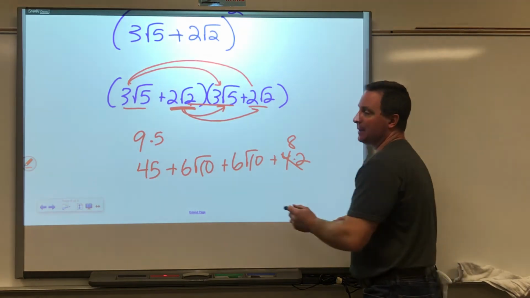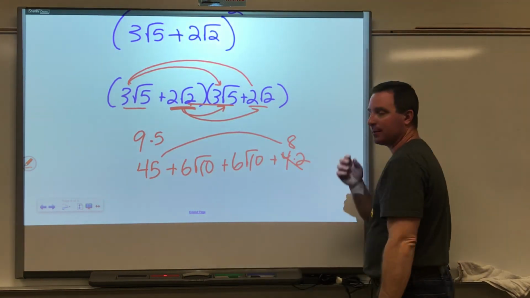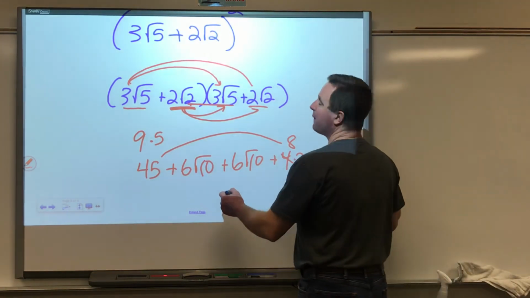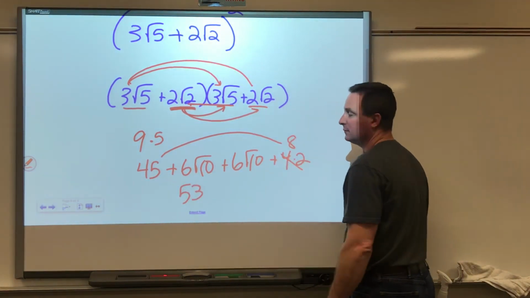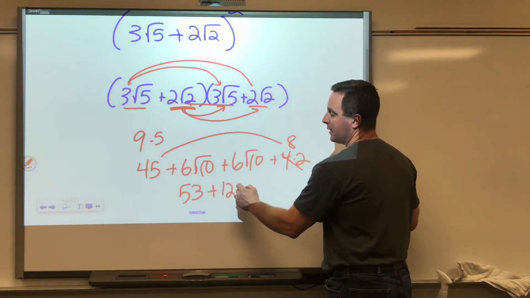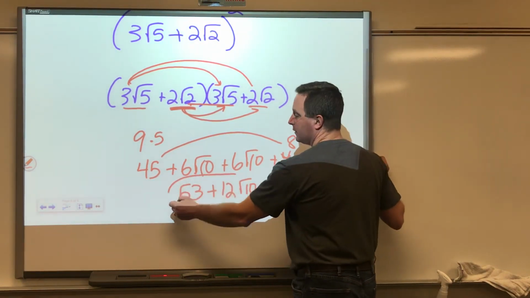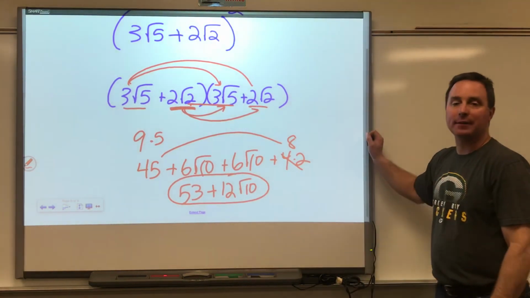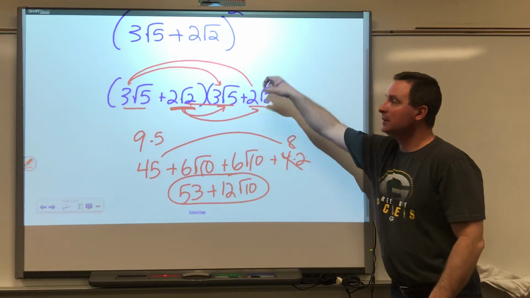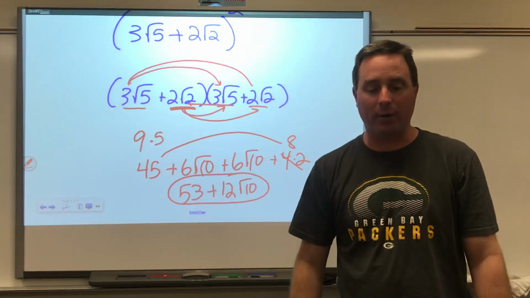And again, if I combine my like terms, it looks like my constants, 45 plus 8 is 53. And then I have 6 square roots of 10 plus another 6 square roots of 10. I get 12 square roots of 10, and there I have it. Okay? So when we have a quantity squared, just write it twice and FOIL.